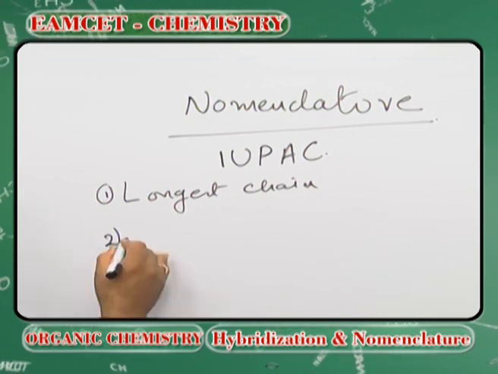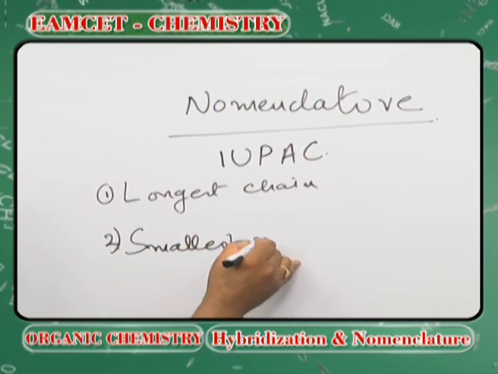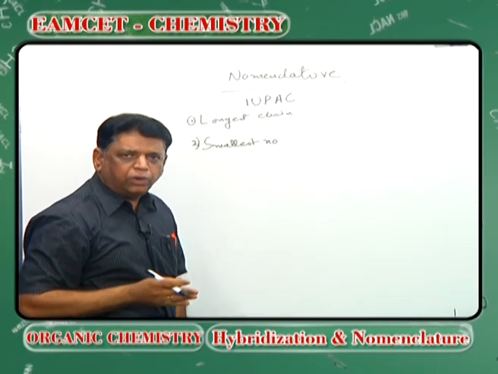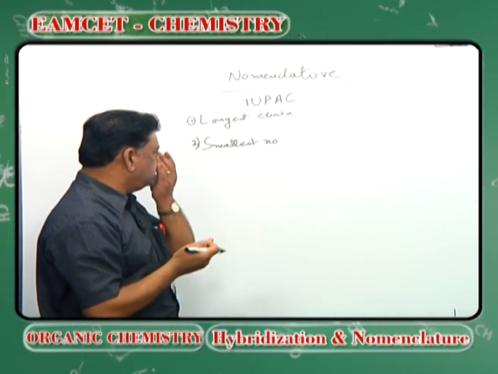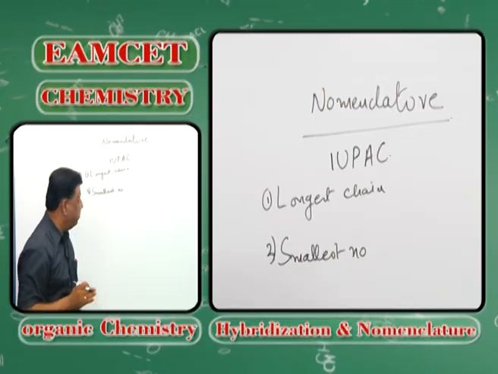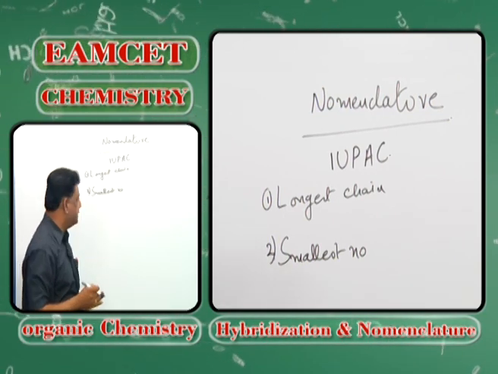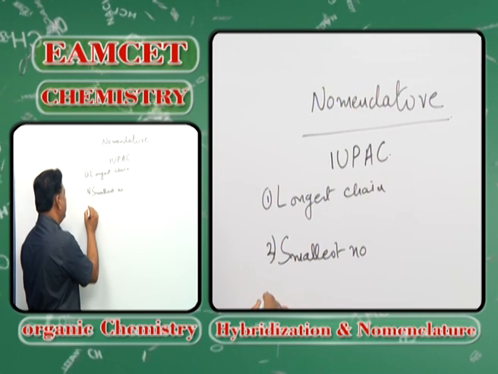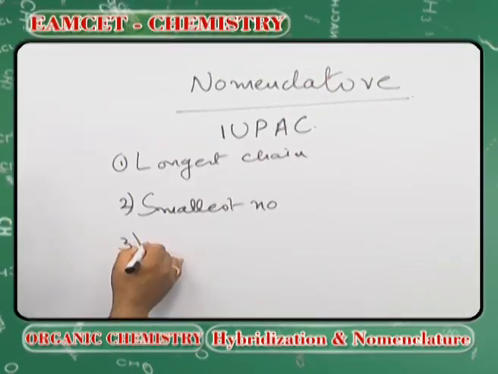Rule 2 is the smallest number rule. After selecting the longest chain, you have to number from this end to that end or that end to this end. Starting from the middle is not allowed. From one of the ends you give the numbering, so that the different groups get a smaller number. That is the idea. Then you go for the reactivity order.